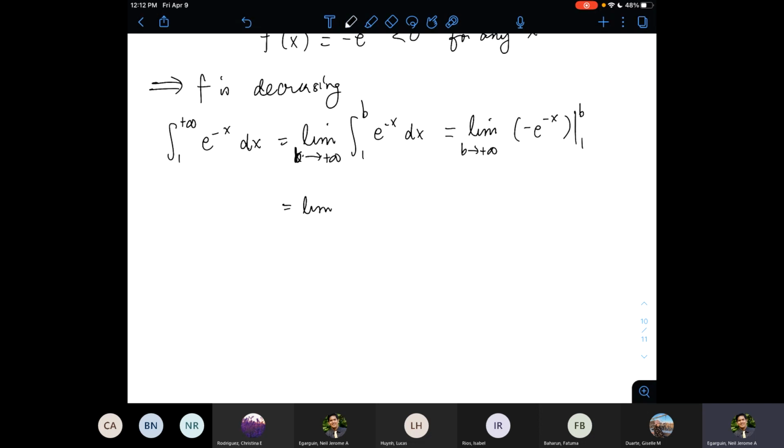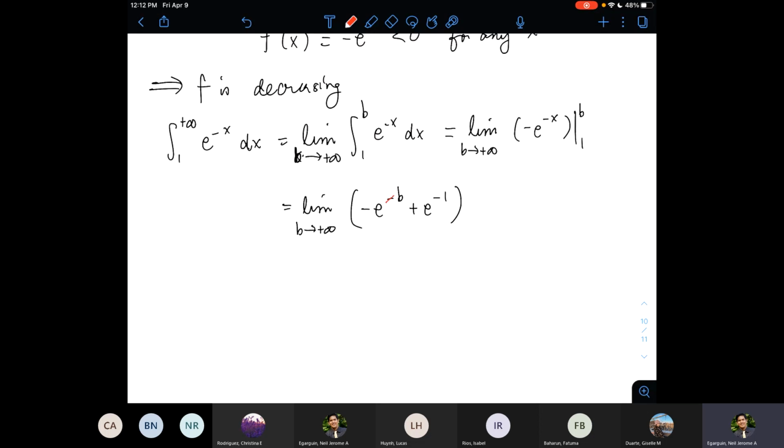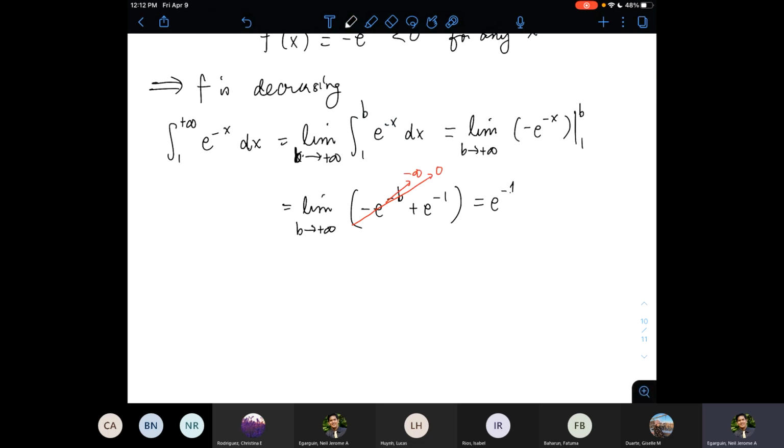Now I can plug in the lower and the upper limits. So we'll have minus e to the minus b plus e to the minus 1. What happens when b becomes very, very large? Negative b will go to negative infinity, making the entire first term go to 0, because it would be e to the minus infinity, or 1 over e to the infinity. So the limit is just equal to e to the minus 1.